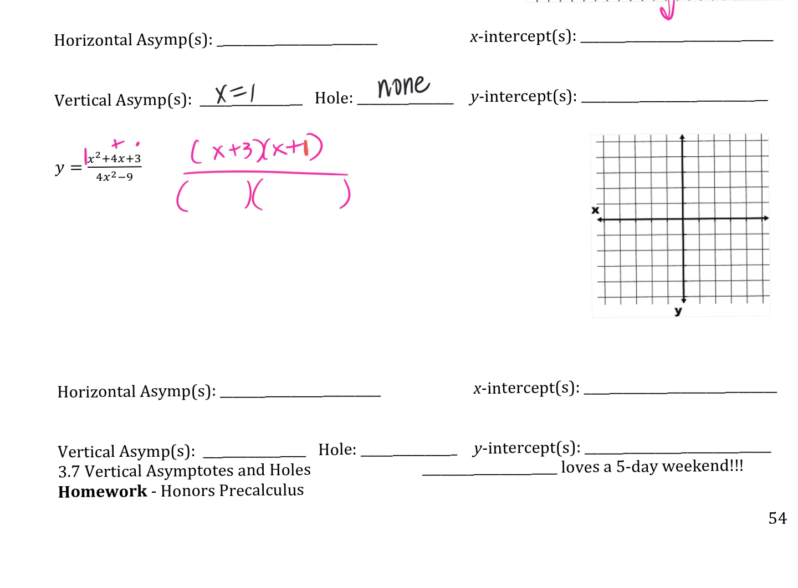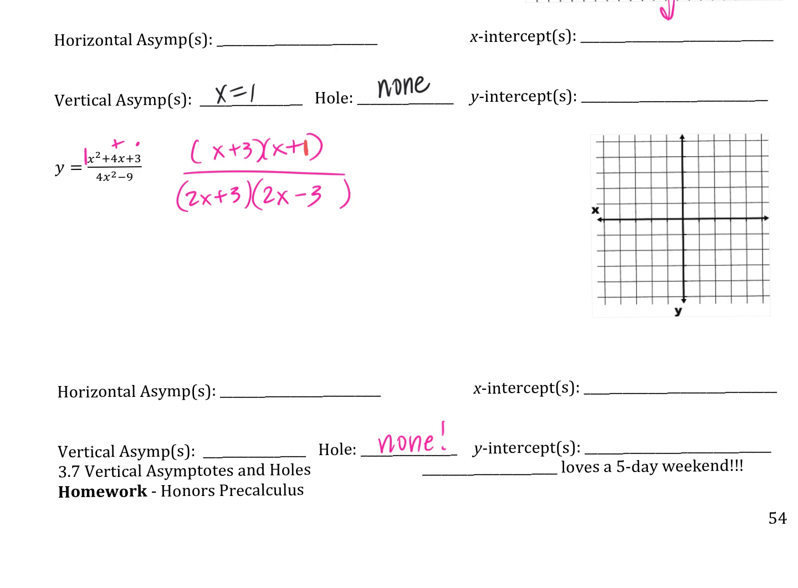2x minus 3, 2x plus 3. I always say plus first because I like to say minus. Plus minus. The square root of 4x squared was 2x. The square root of 9 was 3. Do we have a hole? No, because this one's pretty close. No, they don't match, right? So we just have no hole.